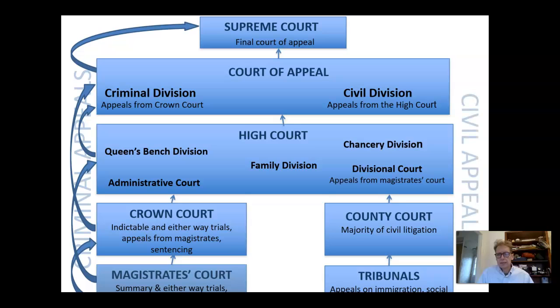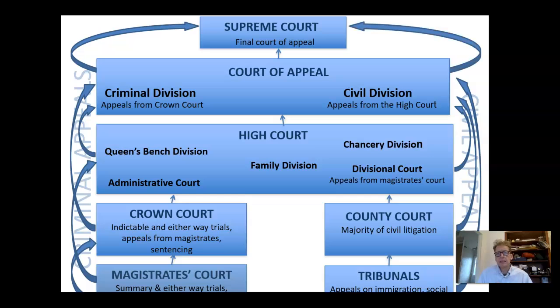On the civil side, you'll see that we didn't really deal with tribunals in detail, but just understand that all appeals from civil courts, and remember county courts are where most civil cases happen, go up to the Court of Appeal Civil Division. So an appeal from a civil case will always go to the Court of Appeal first, and then if there's an appeal against the ruling made by the Court of Appeal, that will go up to the Supreme Court.